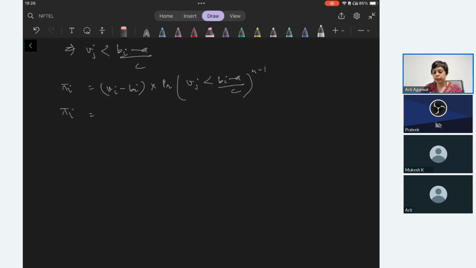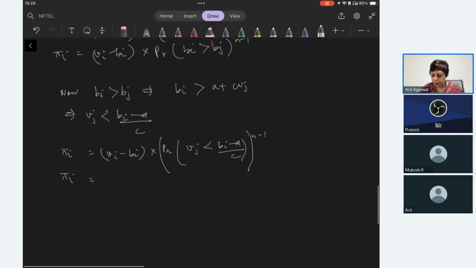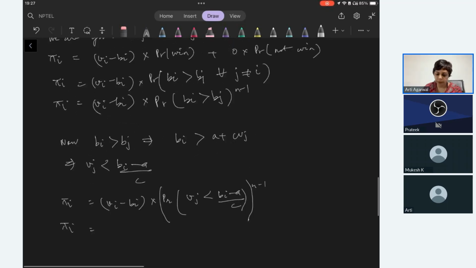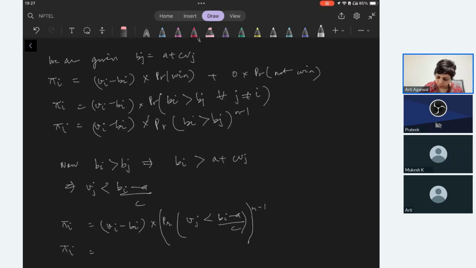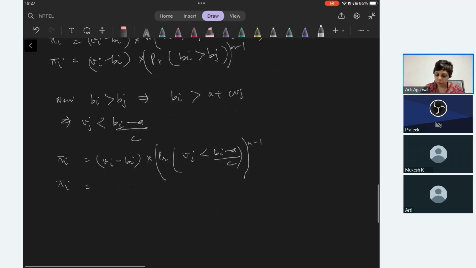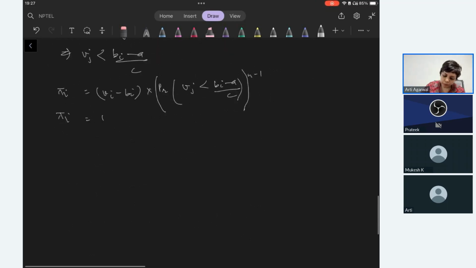It is this. I think in some of the books this is not written correctly, but the correct expression is this: the probability of Vi less than Bi minus A by C, the whole thing to the power n minus 1. So when I'm writing this, let me make this clearer. This whole thing is to the power of n minus 1. Okay, so here we can simplify this now.